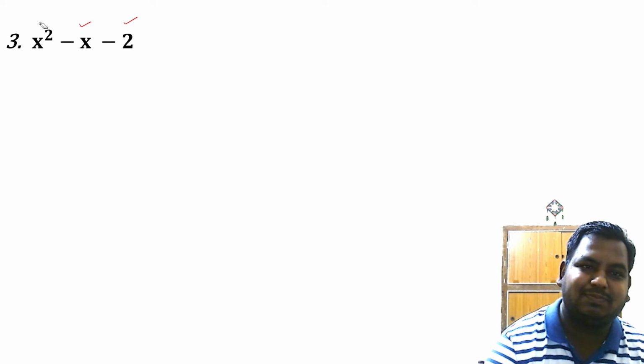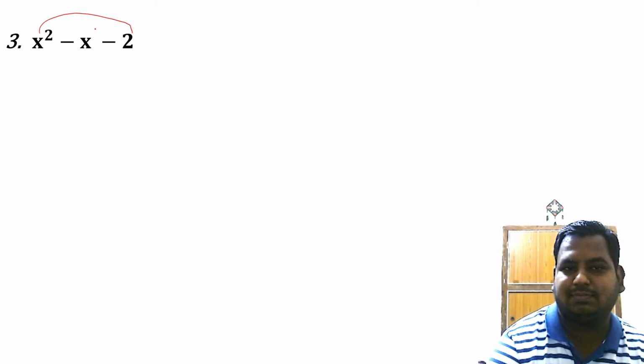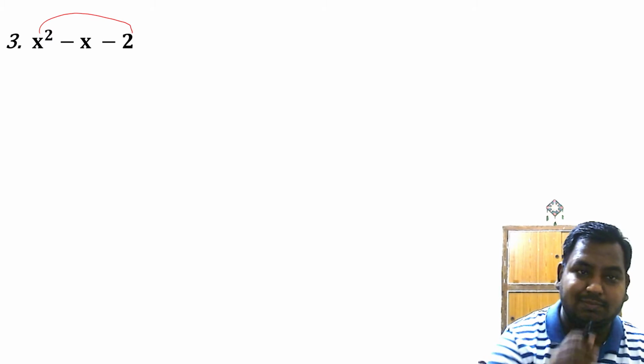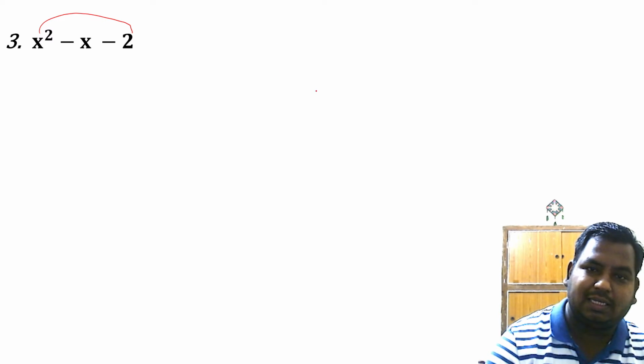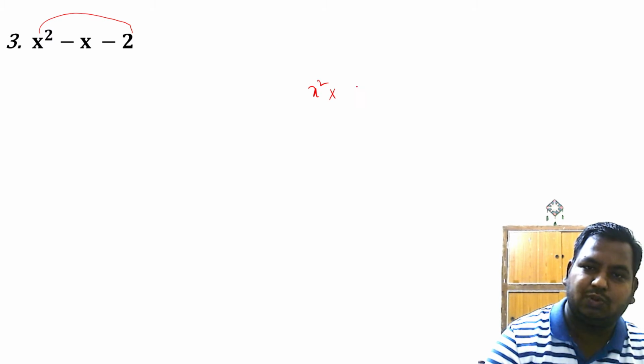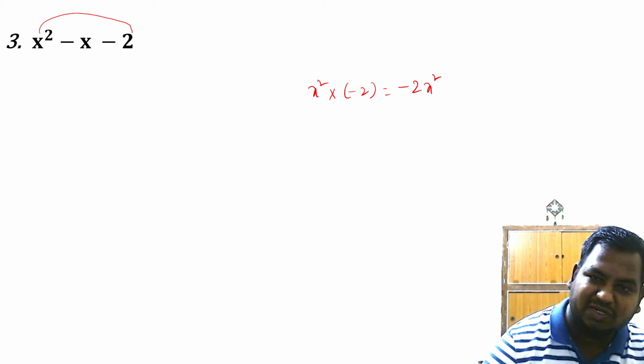What is the second step? The second step is you have to multiply the first term and the last term. First term is x square, last term is minus 2. X square into minus 2 is minus 2x square. So step number 2 is completed. What is step number 3?